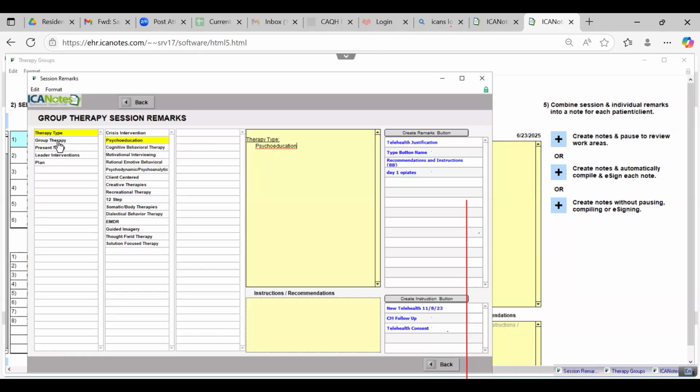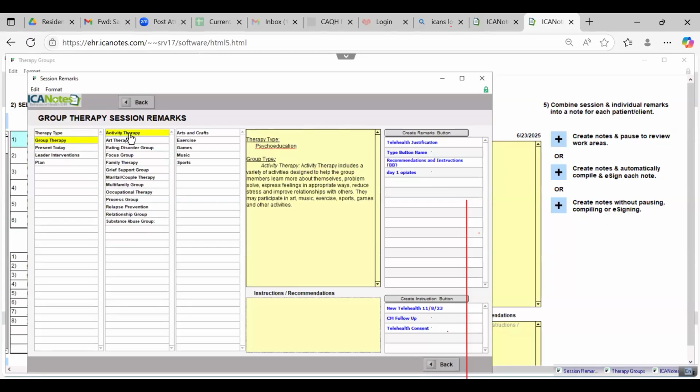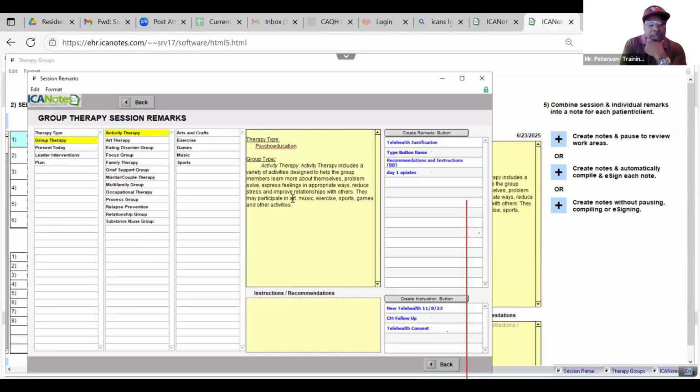And then we're gonna go to group therapy. All right. Ours is more than likely activity therapy. Activity therapy includes a variety of activities designed to help the group members learn more about themselves, problem solve, express feelings in appropriate ways, reduce stress and improve relationships with others. They may participate in art, music, exercise, sports, games, and other activities.